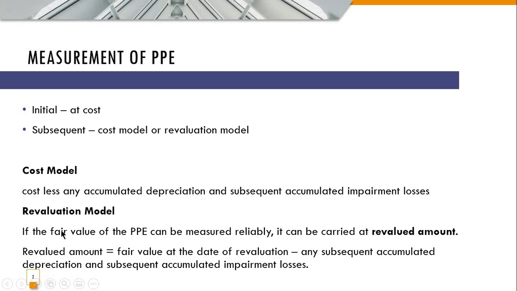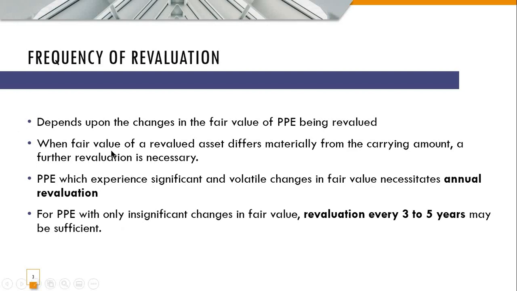Okay, so again kung nag-revaluation model tayo, then the revalued amount is the fair value at the date of revaluation. Kung ano yung fair value at the date of revaluation, yun yung magiging new value of the property. Of course, minus any subsequent accumulated depreciation and subsequent accumulated impairment losses. Okay? Now, the frequency of revaluation. So, depending upon the changes, the fair value of the property, plant, and equipment being revalued.